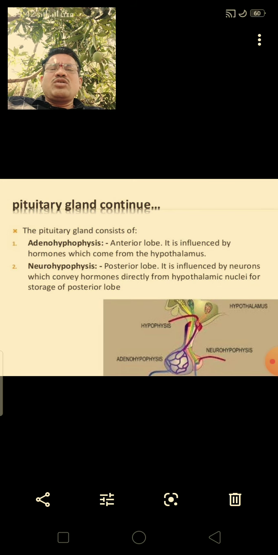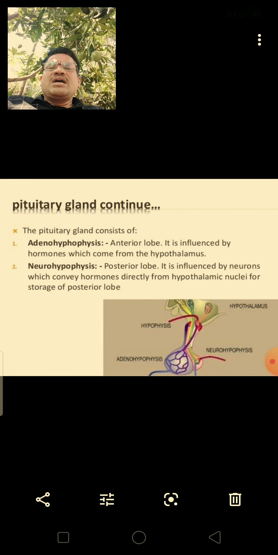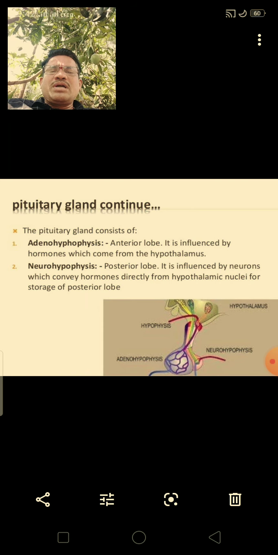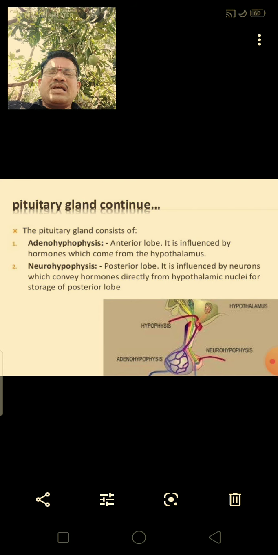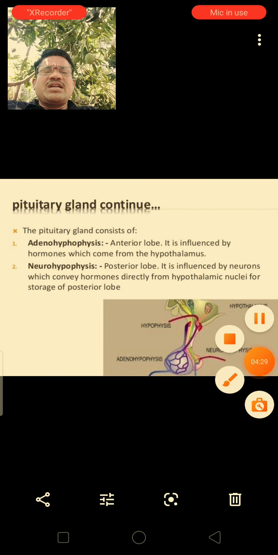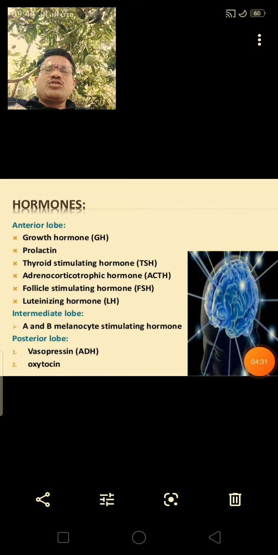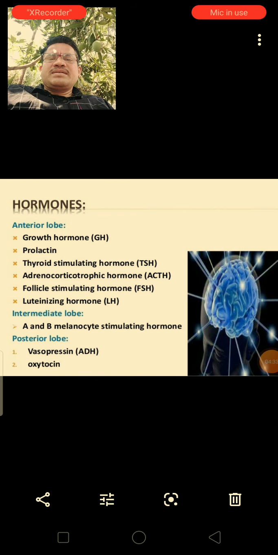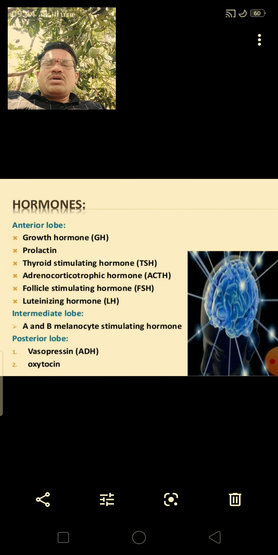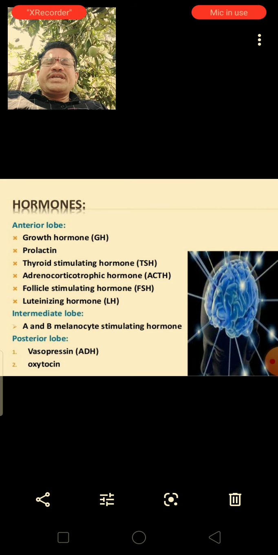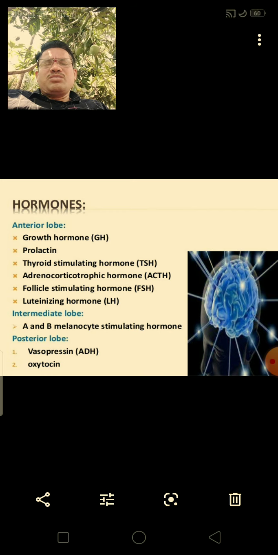Generally adenohypophysis is influenced by hormones which come from the hypothalamus. Next, neurohypophysis is influenced by neurons which convey hormones directly from hypothalamic nuclei for storage in the posterior lobe. So now hormones from the pituitary gland. From the anterior lobe, what are the hormones? First one GH. GH means growth hormone. It helps in development of the body.